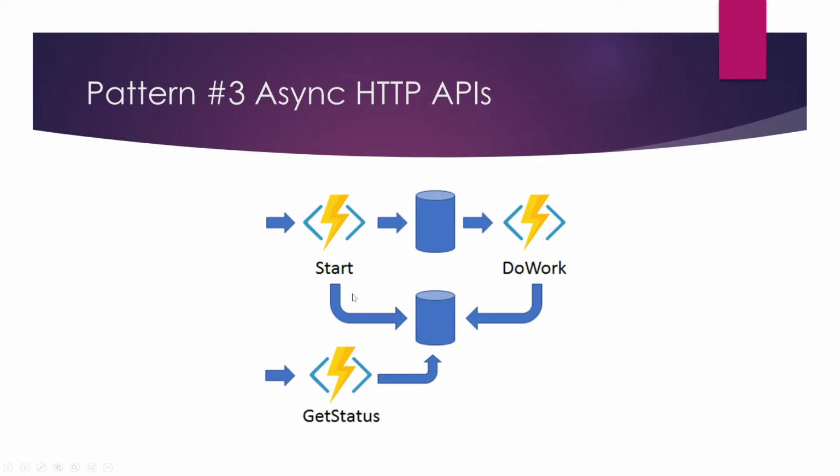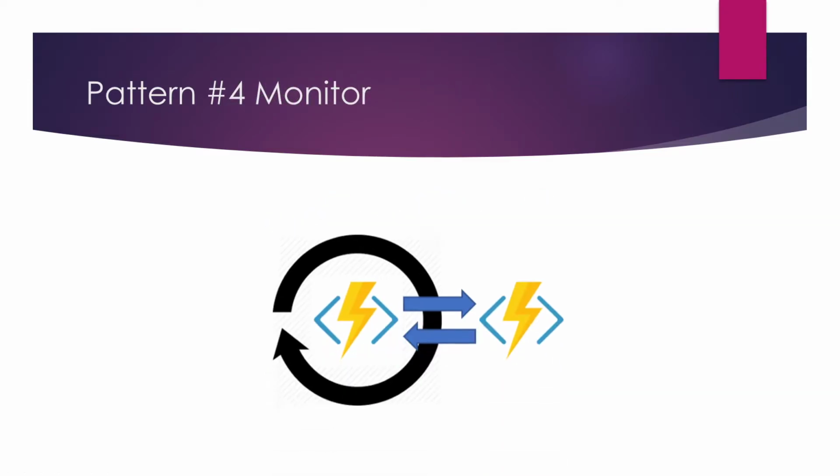So if you look here, we start some work, and then we hand that off to the do work function, and then we give an endpoint to the get status, and it keeps polling this endpoint to check if the work is done. So that will be an example of using async HTTP APIs, using durable functions to build them. Then the fourth pattern will be the monitor pattern.